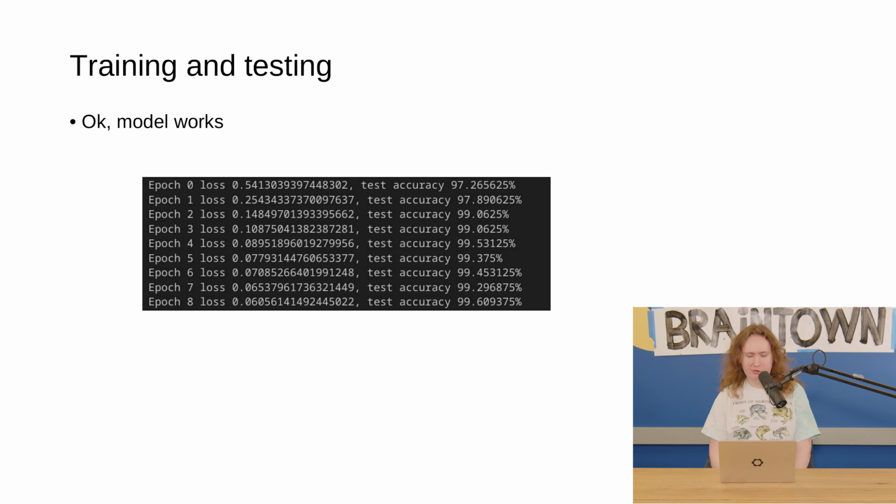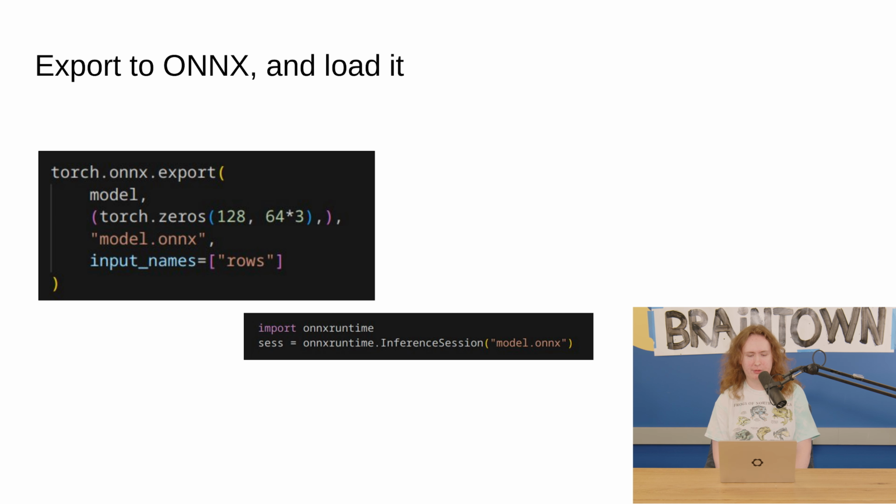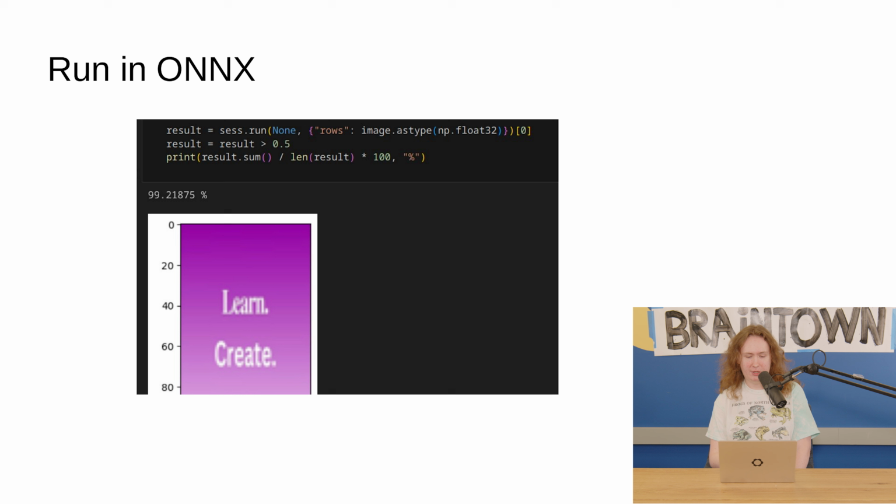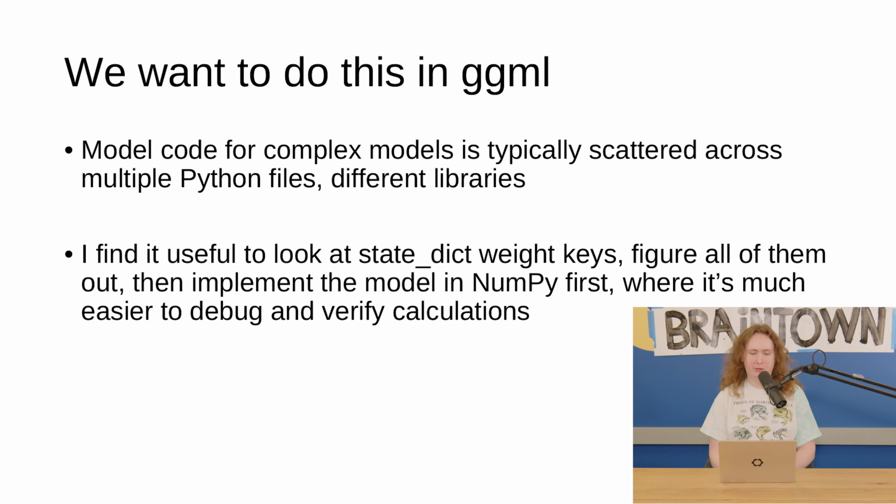So I won't go too deep into training, but it works. It learns how to recognize purple. It's a pretty simple task. So if we want to use ONNX Runtime, it's pretty simple. We just call this function to export it. We give it the example input, and then you load it like this, and you run it with a purple image, and yeah, it's 99% sure that it's purple. So we want to do the same thing in GGML. If you're dealing with more complex models, what you might find is that the code is scattered across different files, especially if you're porting somebody else's model.